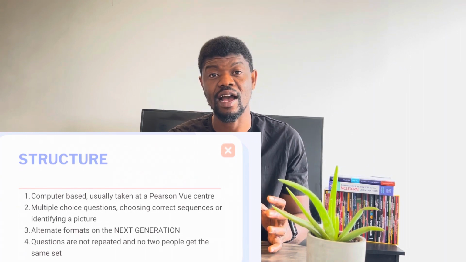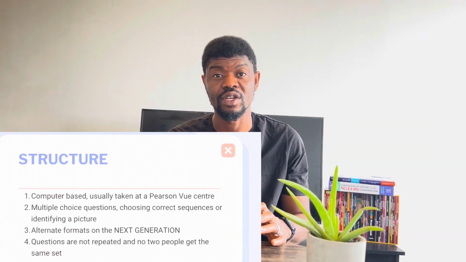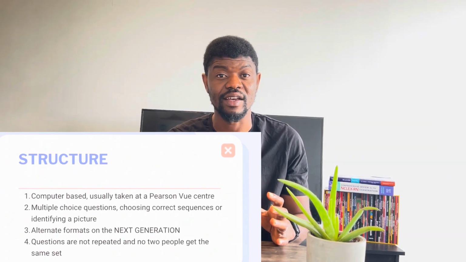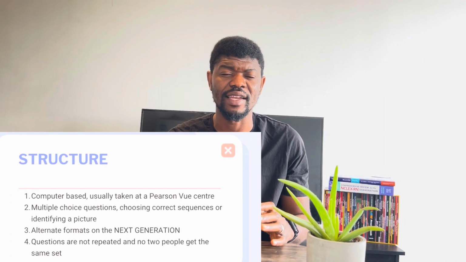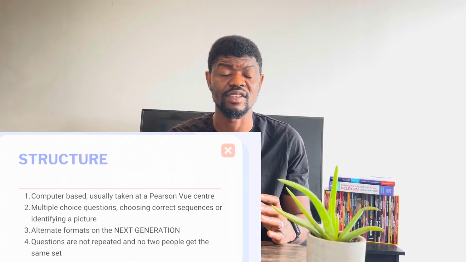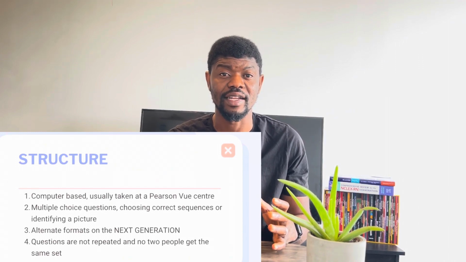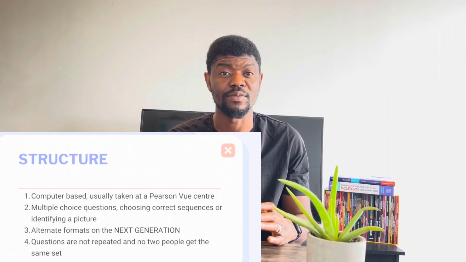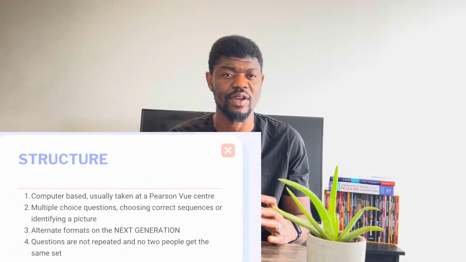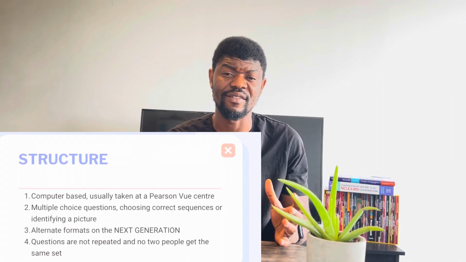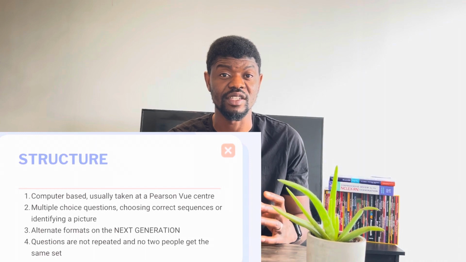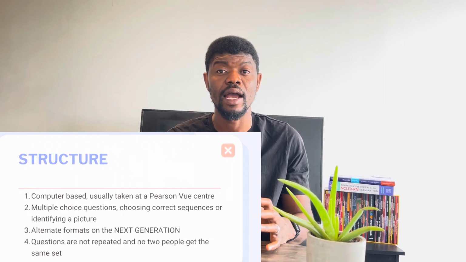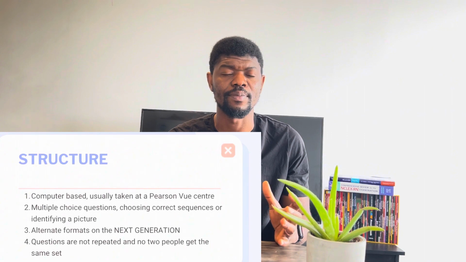The questions are multiple choice questions, so you have to select an answer from a multiple choice of answers given to you for a particular scenario or question. Sometimes you will need to identify a sequence. So for instance, in what sequence will you put in a urinary catheter? And so you get step 1, step 2, step 3, and you need to arrange the sequence. And also you may be given a picture to identify, and based on the picture, you determine what could probably be wrong with the patient.